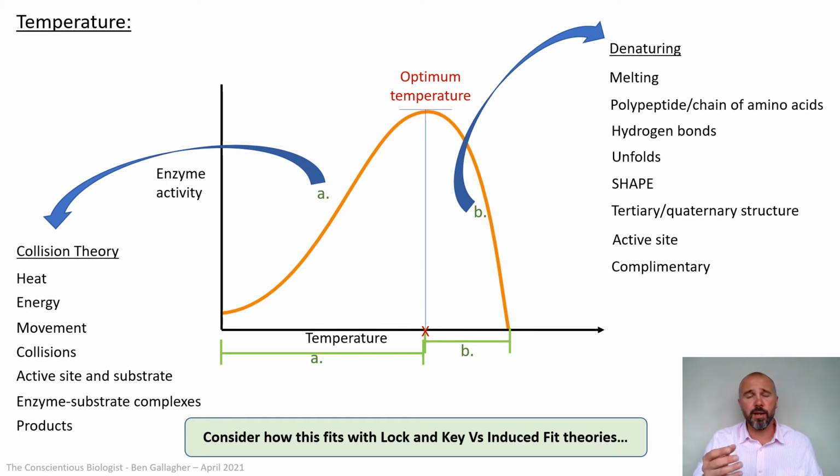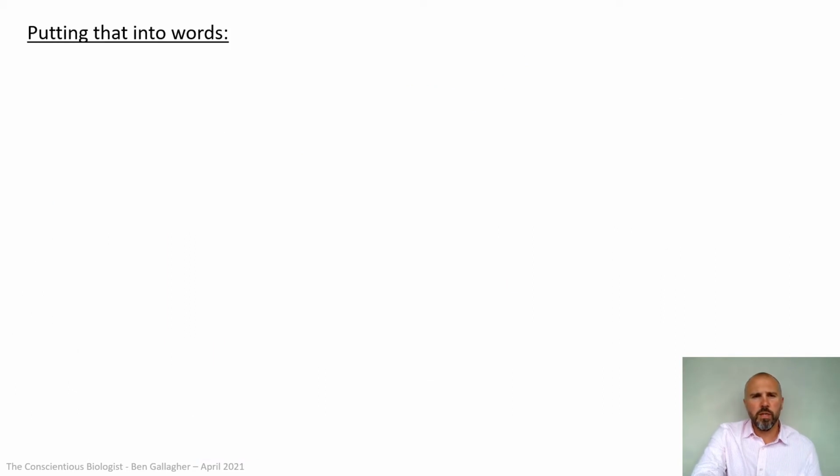So this graph is good evidence for the induced fit theory, but you've got to be able to describe both sides of the graph using all this detail and all that detail, lots of key terms to get that right. We'll quickly whiz through an example of how I think you should do that in the exam, but take a screenshot of this if you're going to add it to your notes.